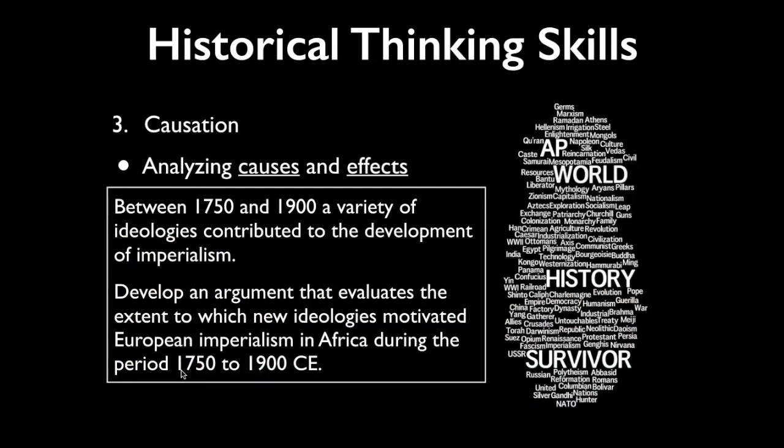So this will appear on the AP test with a question like this. Between 1750 and 1900, a variety of ideologies contributed to the development of imperialism. Develop an argument that evaluates the extent to which new ideologies motivated European imperialism in Africa during the period 1750 to 1900. I'm glad you did not respond by saying, oh shoot, but instead started looking and breaking down that prompt and looking for keywords like this one right here, motivated. That should turn the light bulb on and suggest to you that this might be a causation essay, and so that's the skill that you should be using.